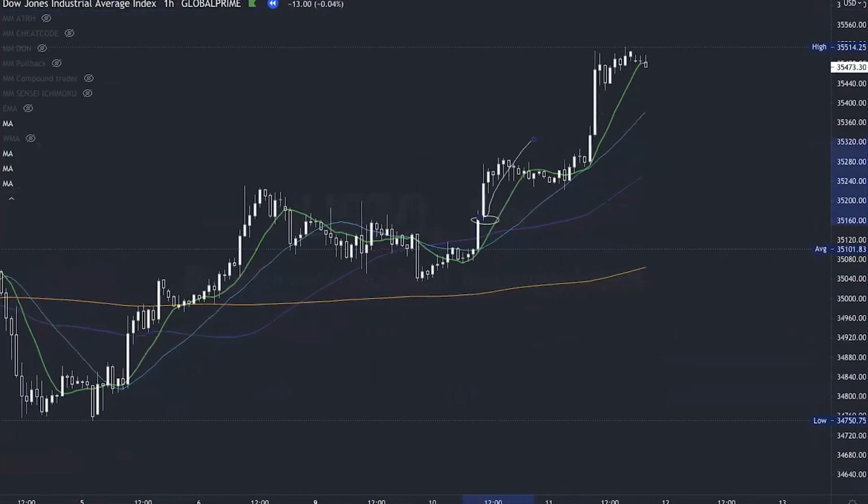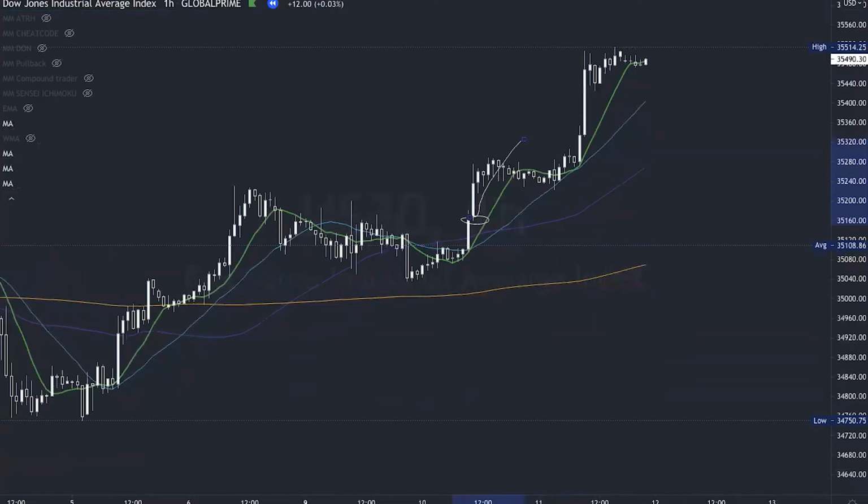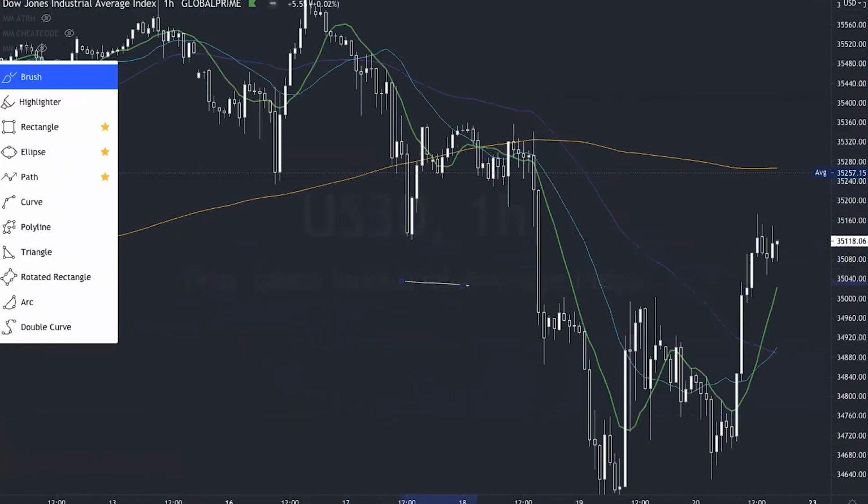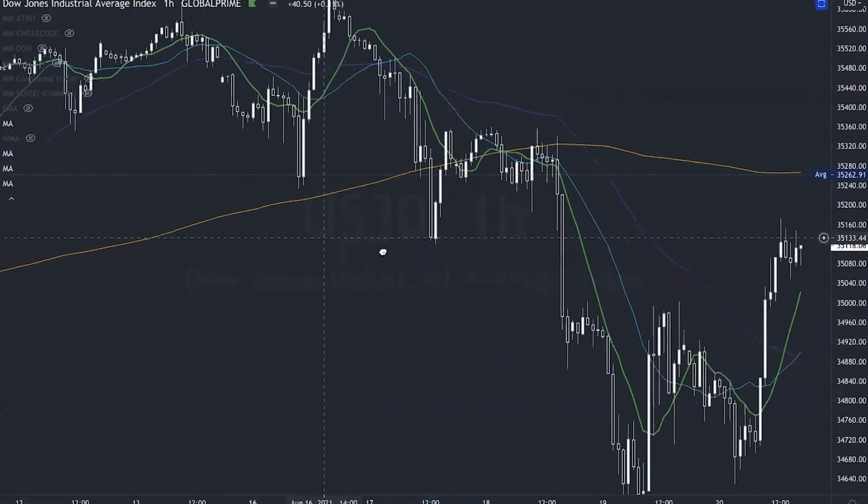And again, I didn't cherry pick. I'm giving you guys live examples here, right? So that is how to use the simple moving averages, right?